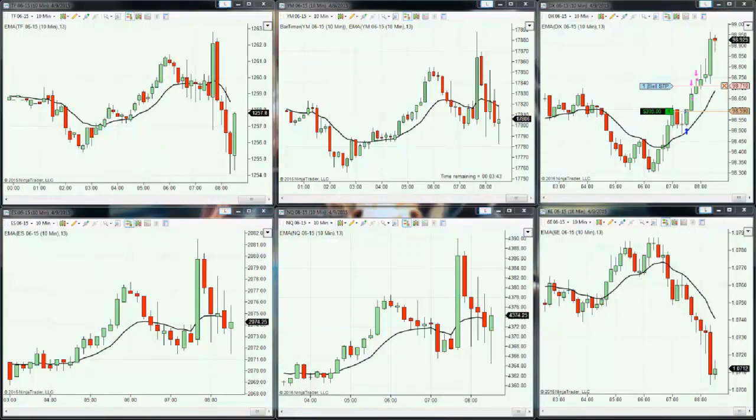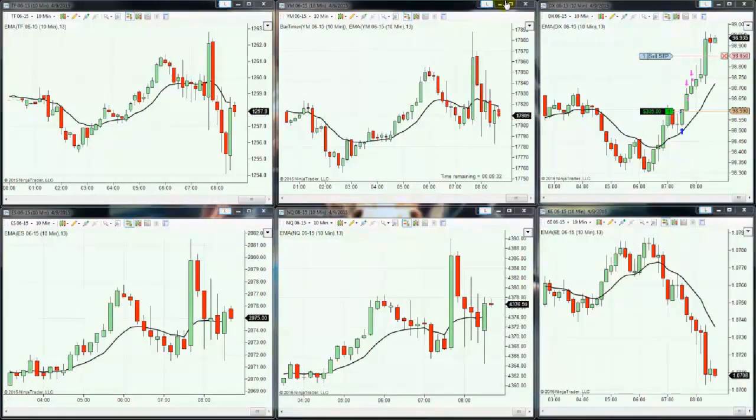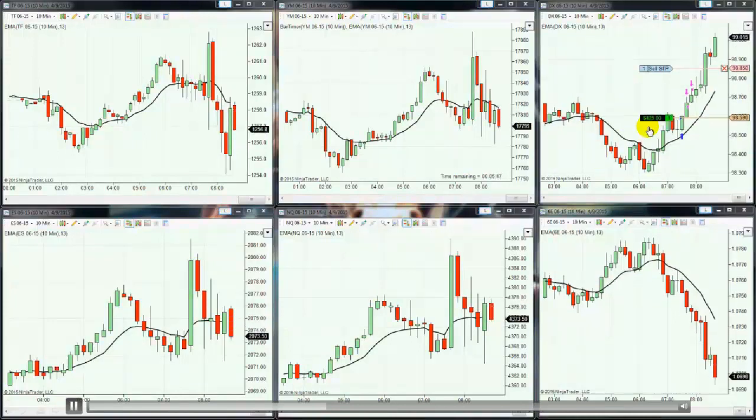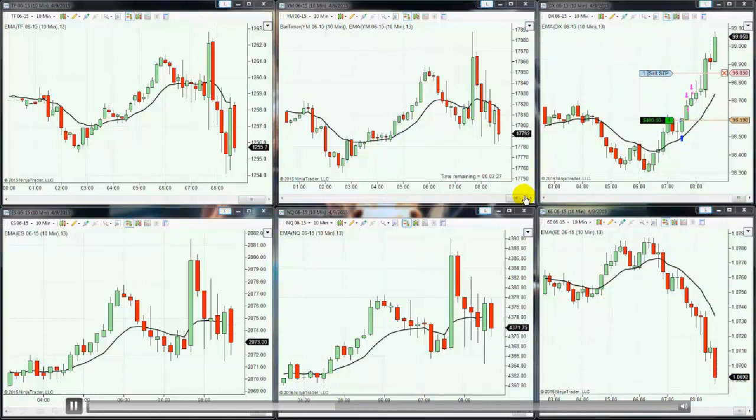For the traders that use our automated trading proprietary software, it happens. It does it for them automatically. But if you're going to be doing the alerts, you will have to go in and manually change these stops as it trails the price.